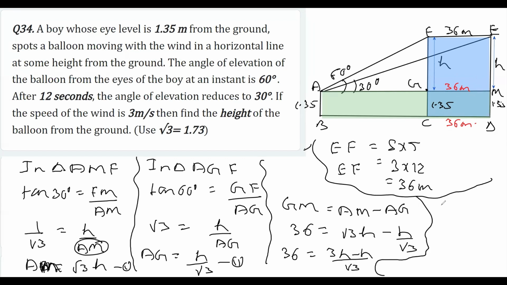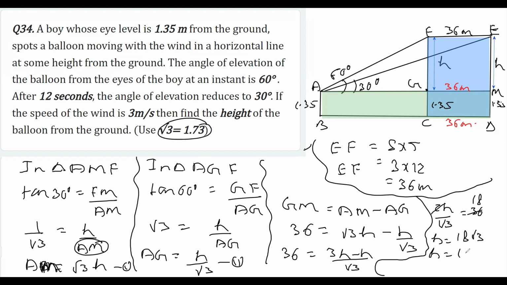Now I can use this space. So 3H minus H is what? 2H over root 3 is equal to 36. So H is equal to this. If I reduce, it's going to be 18 times, right? So 18 root 3.